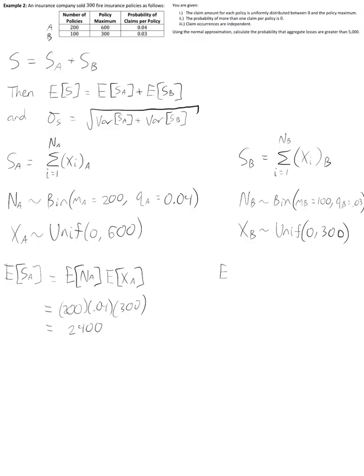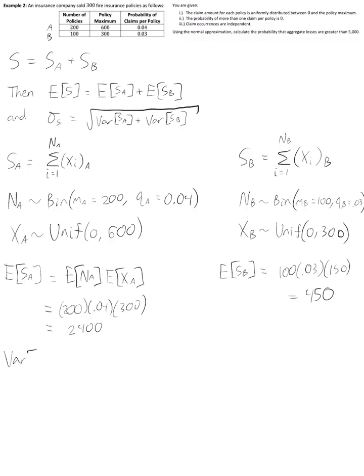We can do the same thing for policy B. That one comes out to 100 times 0.03 times this midpoint of 150. And that comes out to 450.